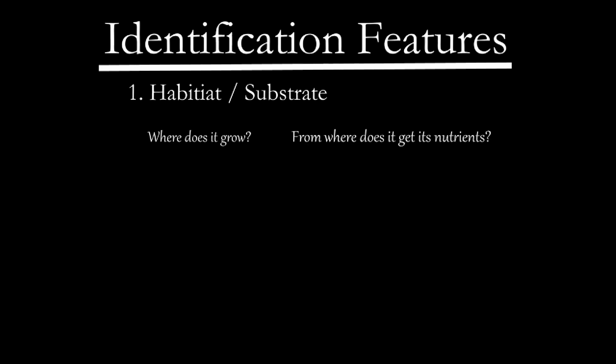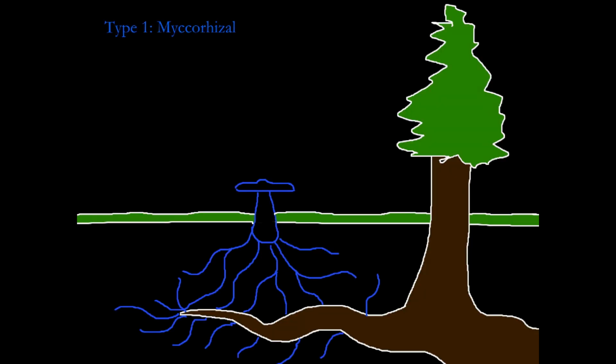The first piece of information required to find any mushroom is its habitat. Where does it grow? To learn where a mushroom grows, we must learn what it eats. With this in mind, there are three main types of fungi. First are those that live in symbiosis with a host plant. These fungi are called mycorrhizal and are found in association with particular species of tree or plant.